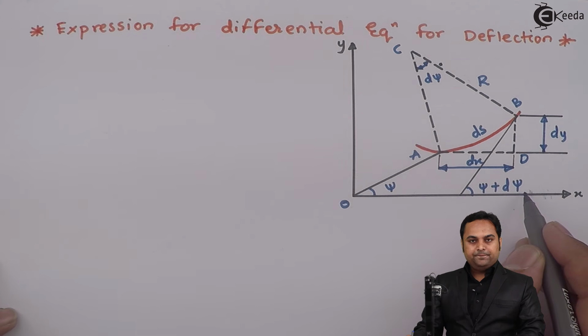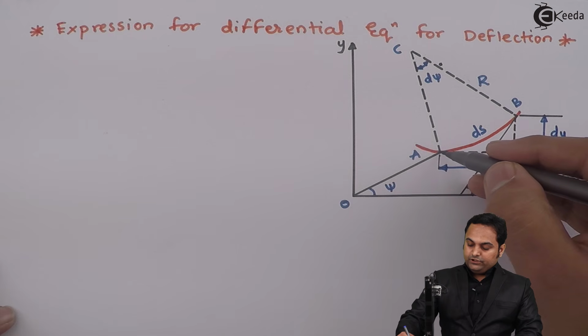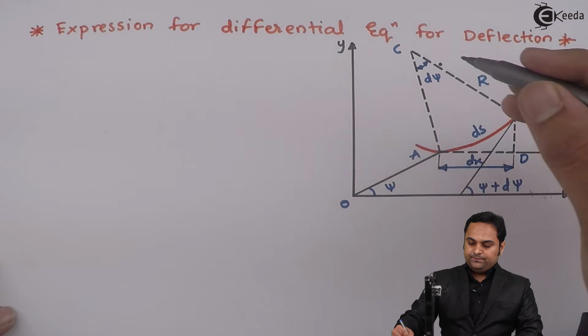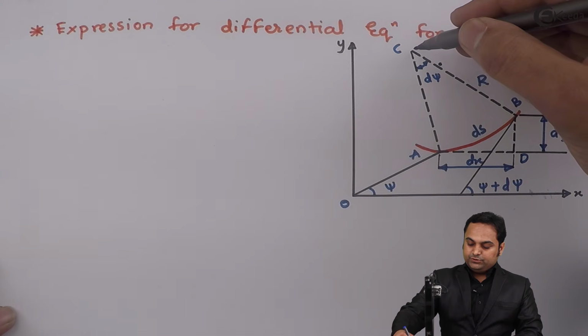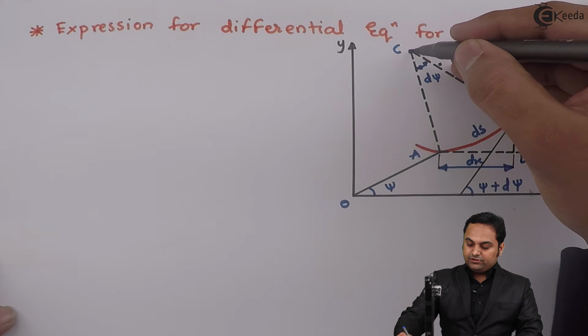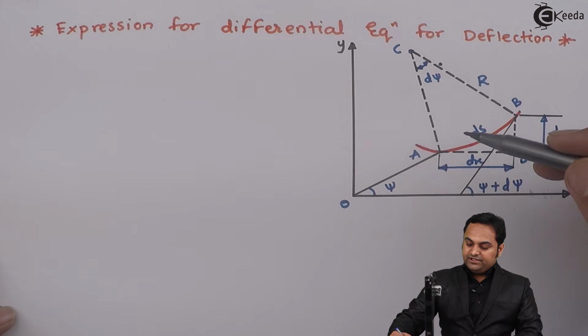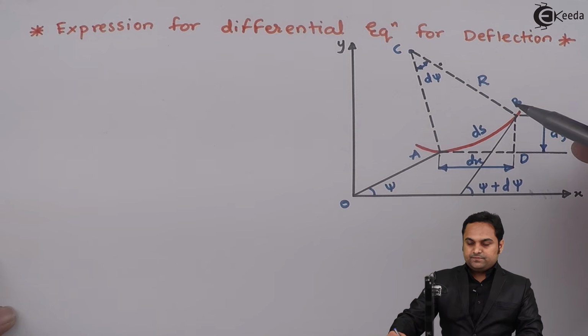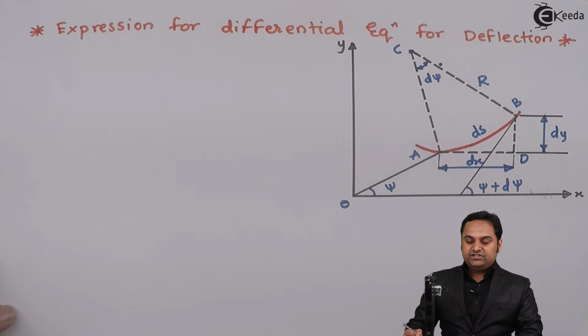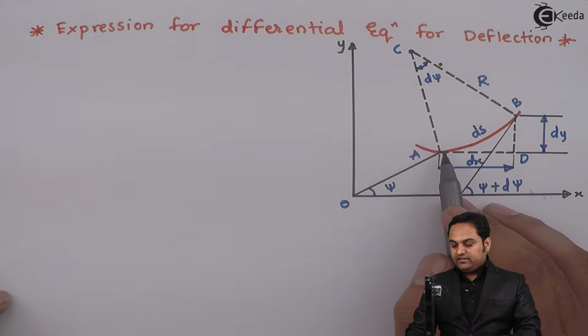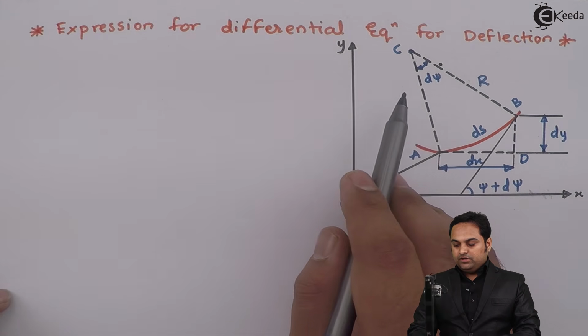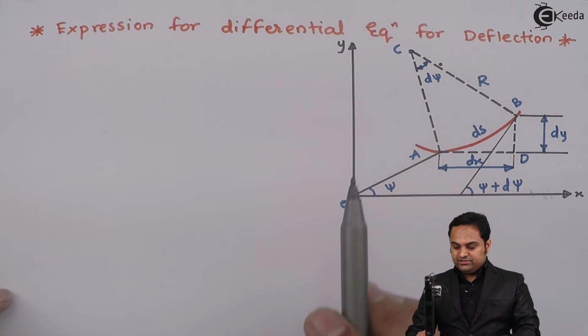Next, if I join point B and draw a tangent to it, then the angle formed is psi plus d psi. Next, point A is connected to C. Similarly, B is connected to C, which is the center for this arc. Then R is the radius of curvature of this bent beam, and here the small angle is d psi. Since we have taken the small length ds, we have a small angle d psi.